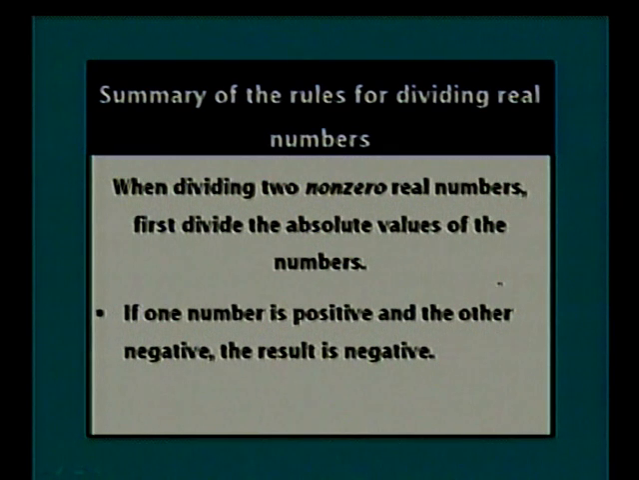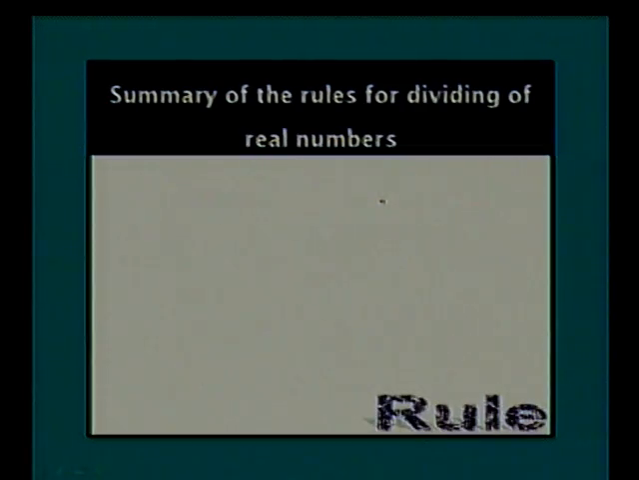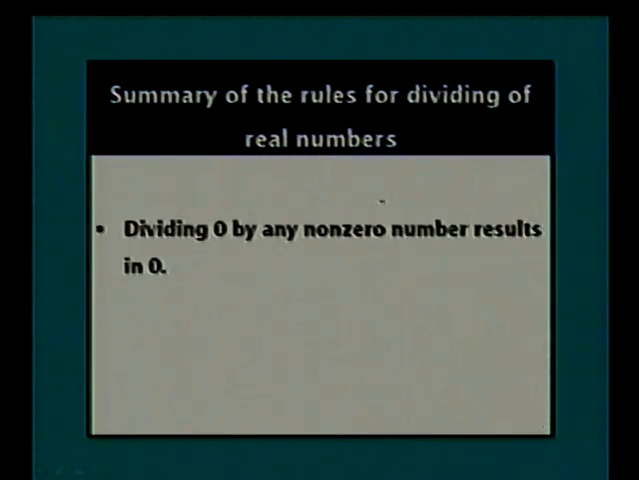Now notice here, I specified non-zero, because when we throw 0 into the mix, some things are going to change. Dividing 0 by any non-zero number results in 0. So what does this mean? This means that 0 divided by 4 equals 0. Dividing 0 by any non-zero real number results in 0. Or as a fraction, I might write 0 over negative 2 equals 0.